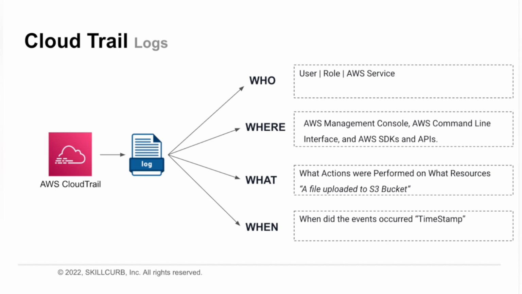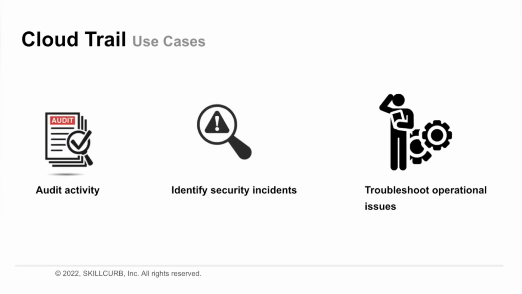The log file contains who: the user details, the role you are using, and the AWS service you have used. Where: the AWS Management Console, AWS Command Line Interface, SDKs, and APIs. What contains the actions performed on what resources, for example, a file uploaded to an S3 bucket. When did the events occur? Basically the timestamp. Let's move on and look at some use cases for CloudTrail.